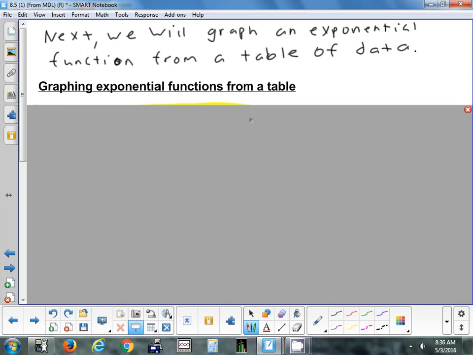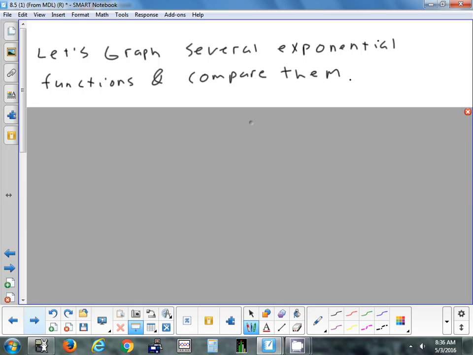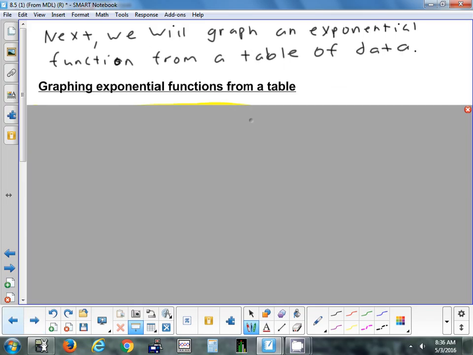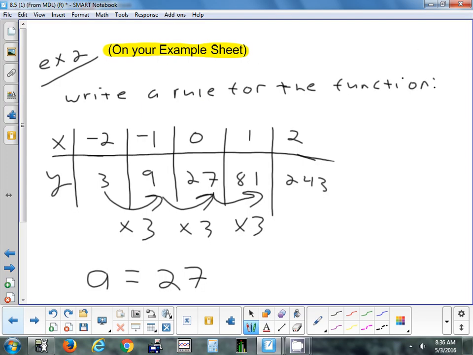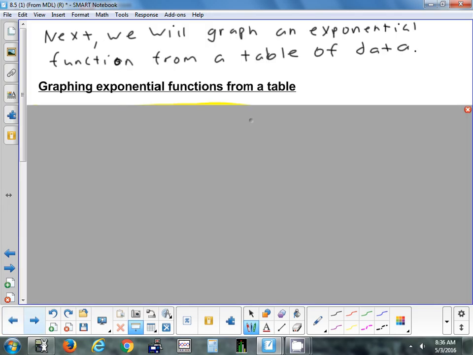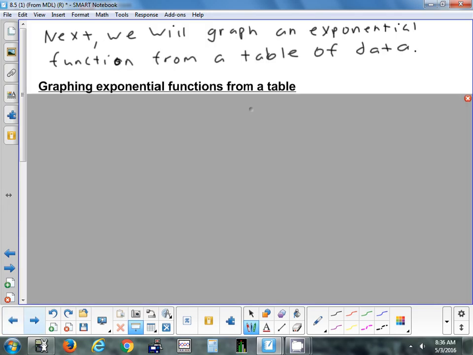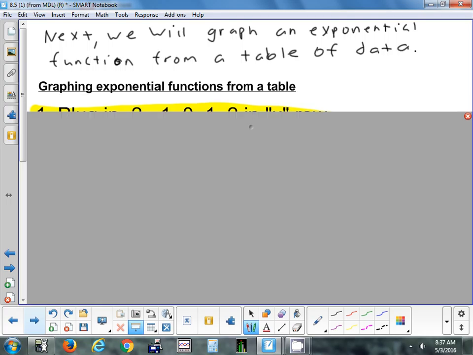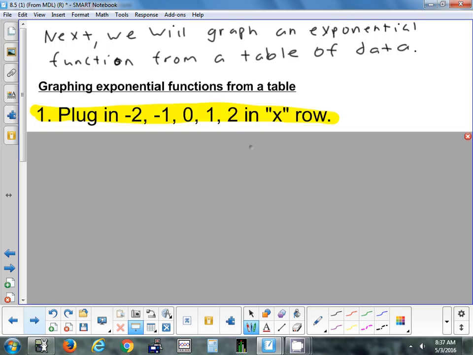All right, so the next kind of problem we're going to do is basically we're just going to give you the function, all right? And we're going to try to graph it. Okay, we're going to try to make a graph from a table of data. But we'll give you a formula to start with.